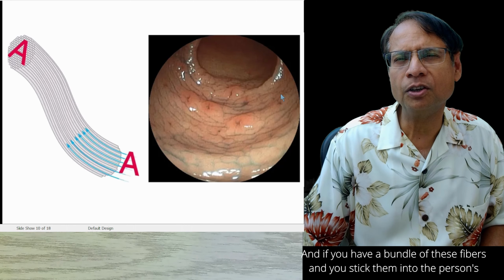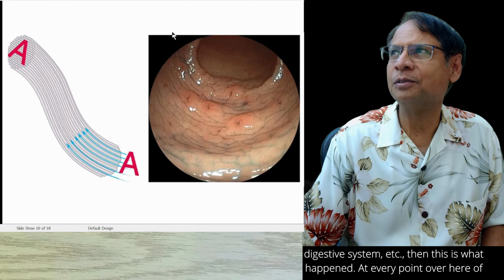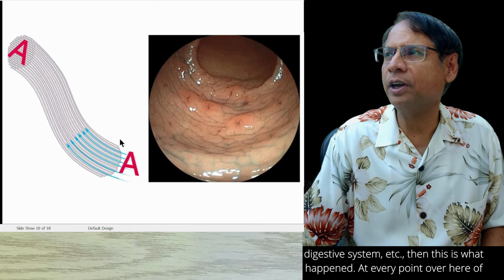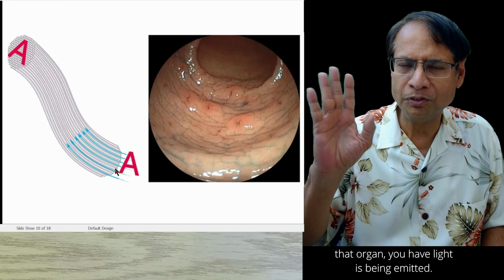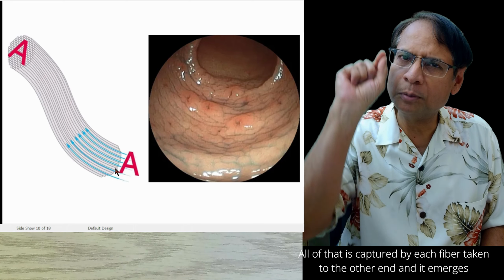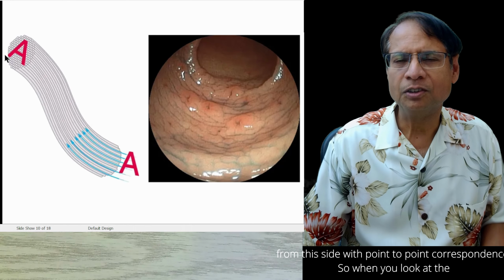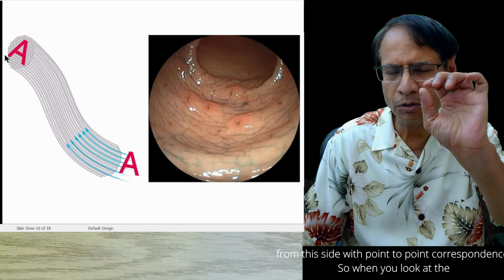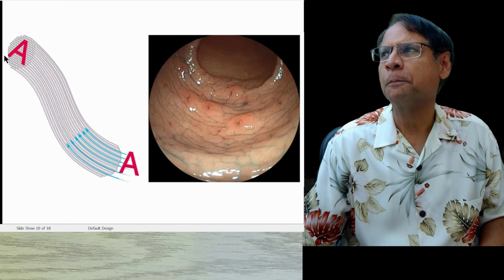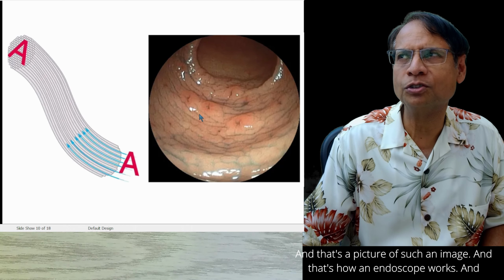And if you have a bundle of these fibers, and you stick them into the person's digestive system, etc., then at every point of that organ, light is being emitted. All of that is captured by each fiber, taken to the other end, and it emerges from this side with point-to-point correspondence. So when you look at the light emerging at those places, it's an image of what you have inside. And that's a picture of such an image. And that's how an endoscope works.